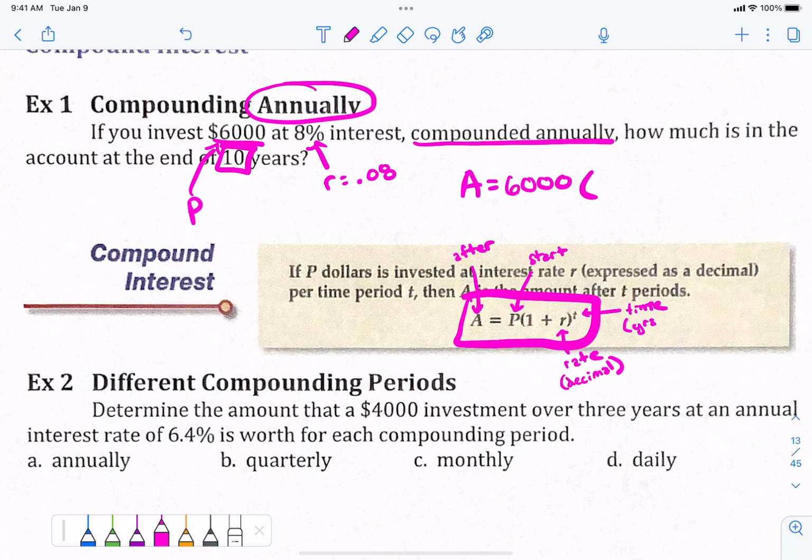6,000 times 1 plus. Now, keep in mind that could be a minus also. I think we talked about minus on Tuesday. Minus would be if it's like depreciating in value. This one's going up in value. So 1 plus 0.08. And we're doing to the 10th power.